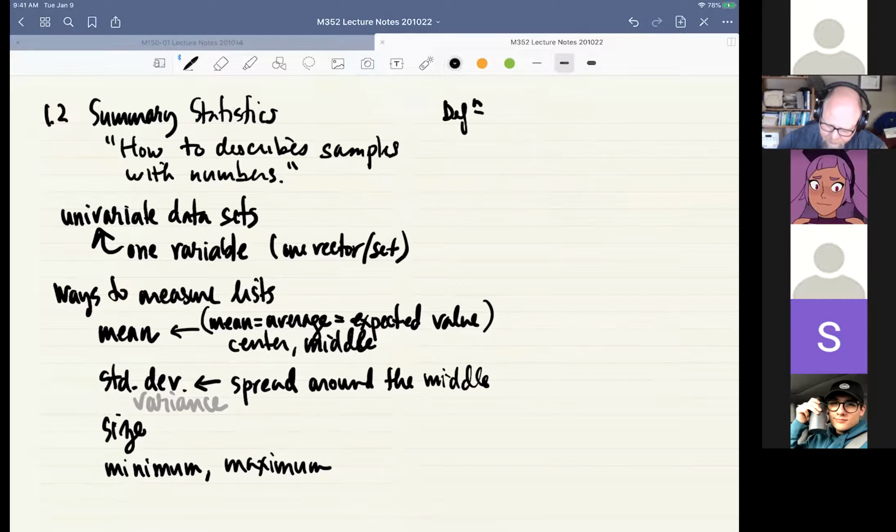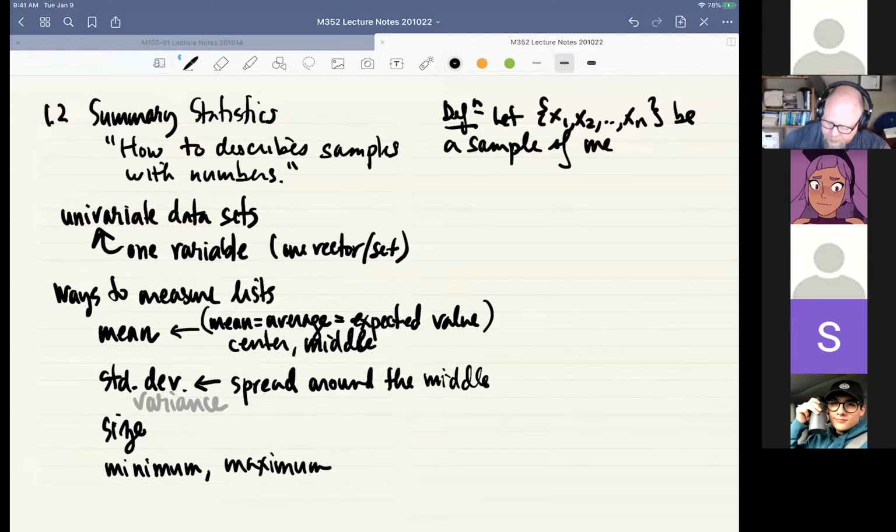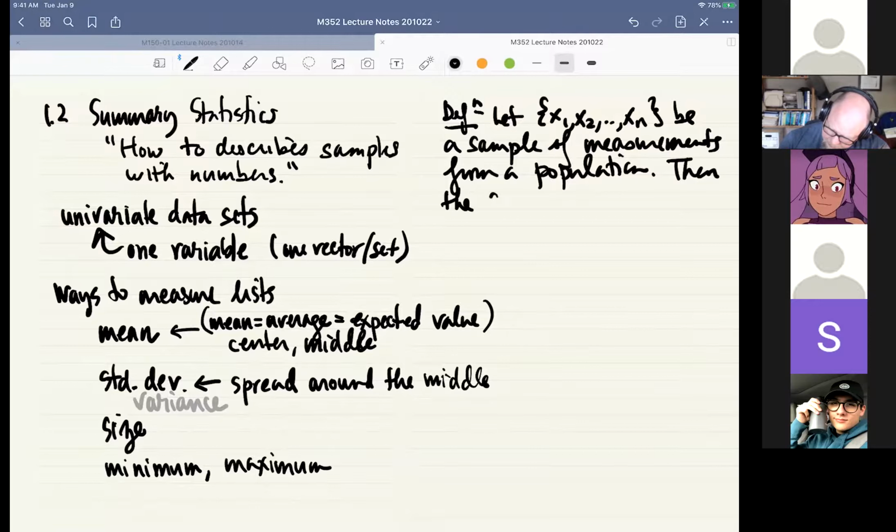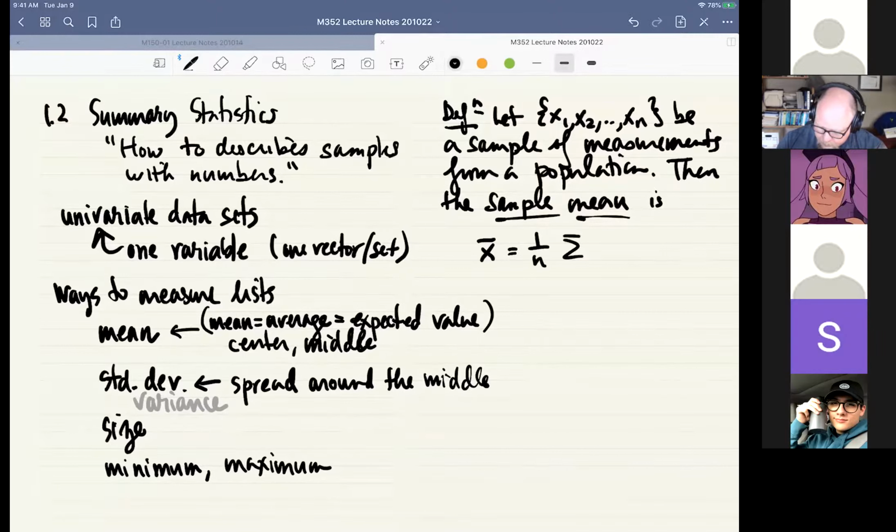Okay, let me give you a definition here. Let the set x1 through xn be a sample of measurements from a population. I don't think I'm going to have a notation for the population. But then we say the sample mean, not the mean, but the sample mean, is denoted x bar, and it's the average of the numbers in the list. Okay. So familiar formula, new notation, new name.